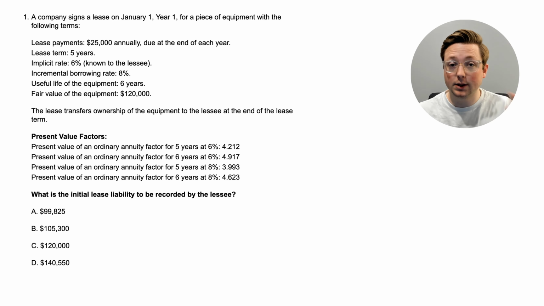And a little bit more information that we're going to need. Here are some present value factors. The present value of an ordinary annuity factor for 5 years at 6% is 4.212. The present value of an ordinary annuity for 6 years at 6% is 4.917, and for 5 years at 8% is 3.993, and for 6 years at 8% it's 4.623. And we're going to need to know which one of those to use for this, and that's why we're going through this. I'm going to teach you which one of those factors you're going to use for this question.